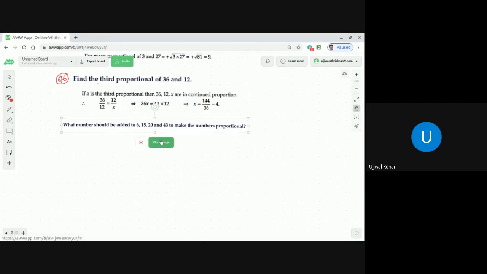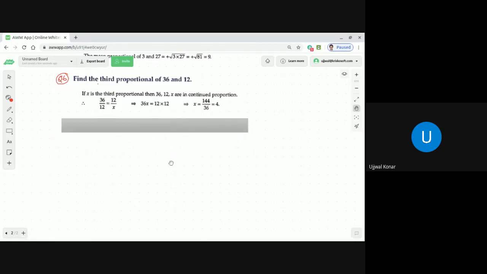So here the question is: what number should be added to 6, 15, 20, and 43 to make the numbers proportional? That means a constant number has to be added to each of these four numbers so that after addition of that number, the four terms become proportional. What is that number you are going to add? Is the question clear? Yes, sir. Okay, go ahead and do it.